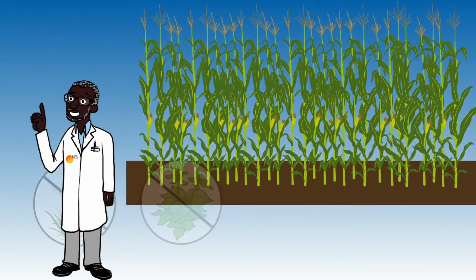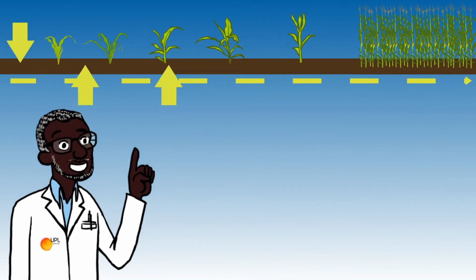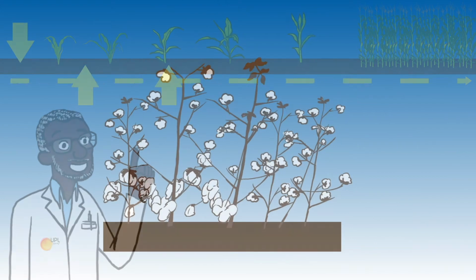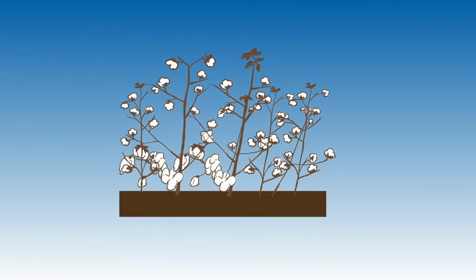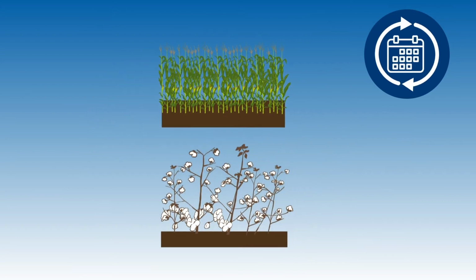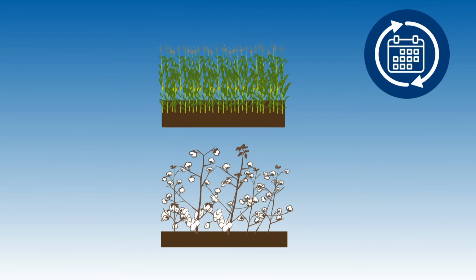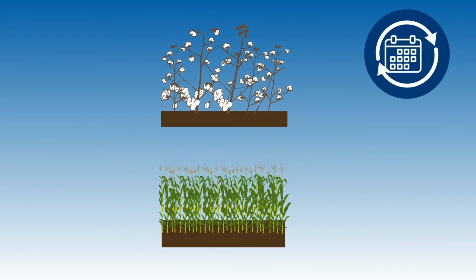To control weeds, actions must be taken before and during the development of the crop. It is recommended to do crop rotation. For example, if I sow cotton on my plot this year, I'll change next year by sowing corn. This will limit the weed flora selection.